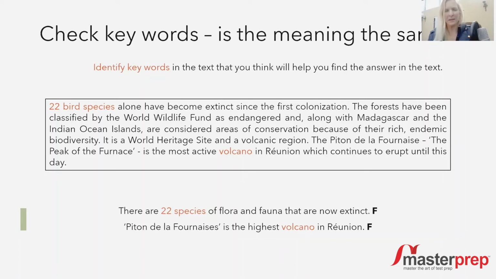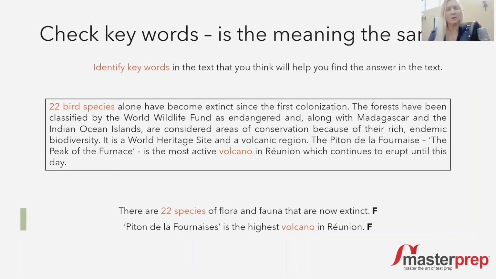Is that the same as the statement? No, because the statement refers to flora and fauna, not bird species. So this is wrong. This is false because it contradicts the statement in the passage. Let's look at the statement about the volcano. Piton de la Fournaise is the highest volcano in Réunion. Let's go back to the sentence about the volcano. The Piton de la Fournaise, the Peak of the Furnace, is the most active volcano. It's not the highest volcano in Réunion. So this again is false because it contradicts the statement in the passage.